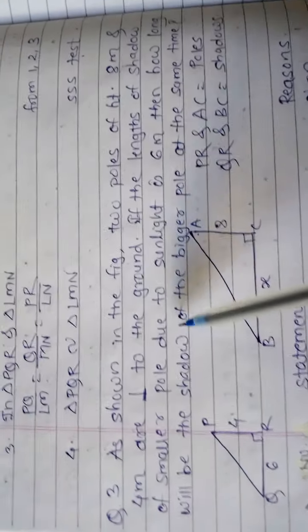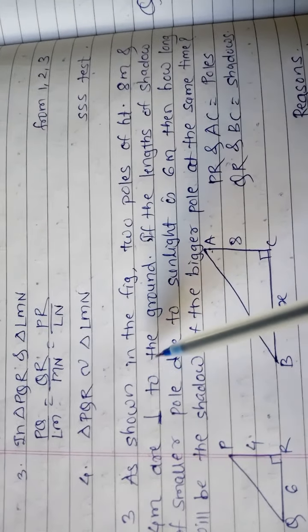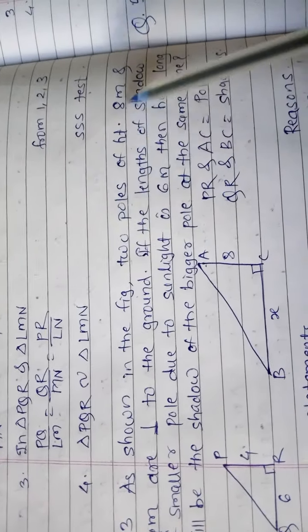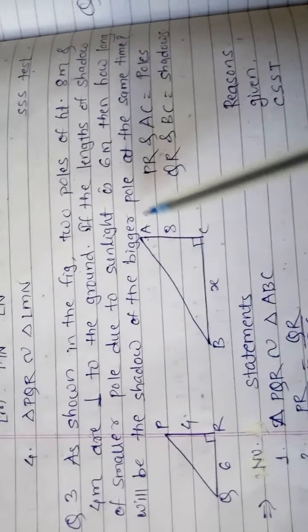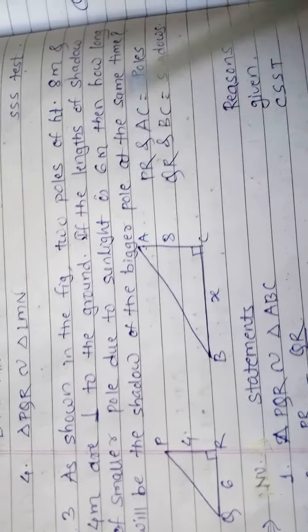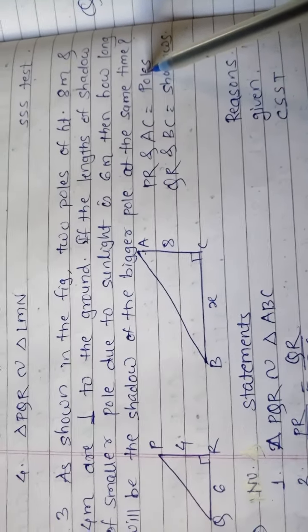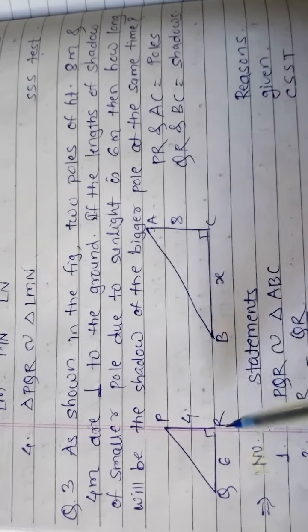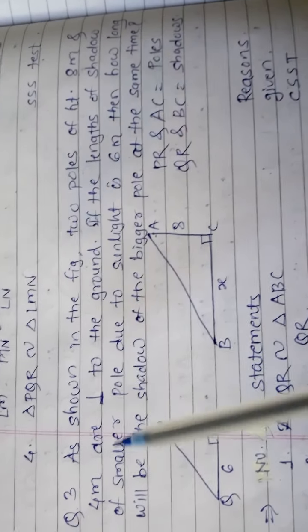Now see question number 3. As shown in the figure, there are two poles of height 8 meters and 4 meters. Now see the two poles here, PR and AC. See here, PR and AC. So these are the poles. We consider them the poles, and BC and QR, these are the shadows of these poles.